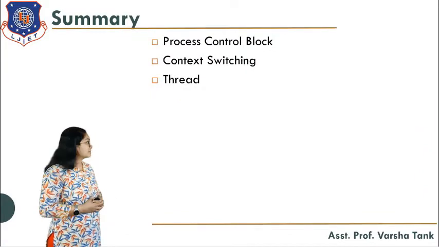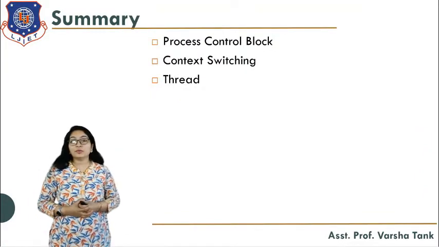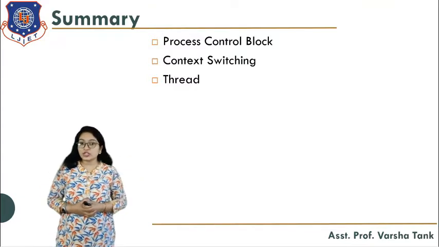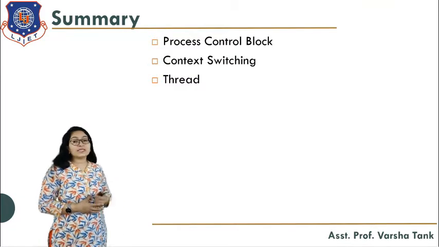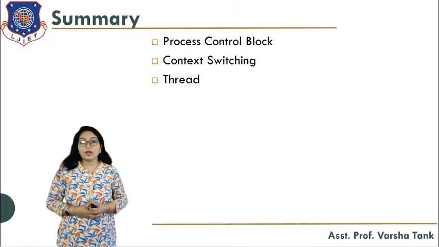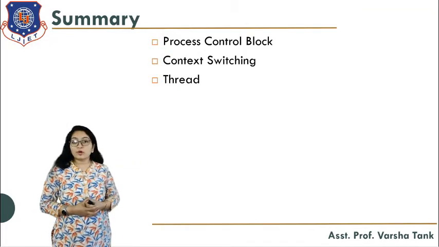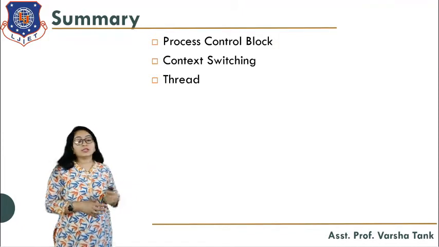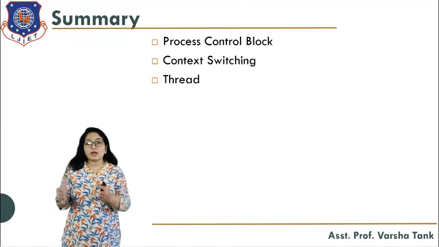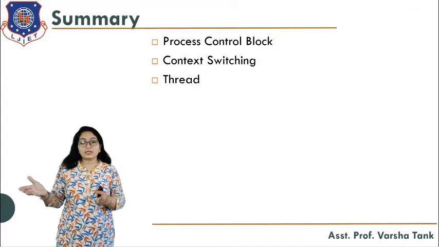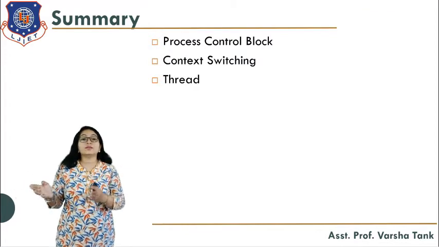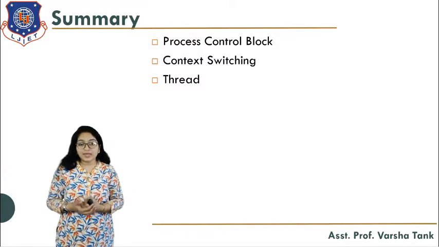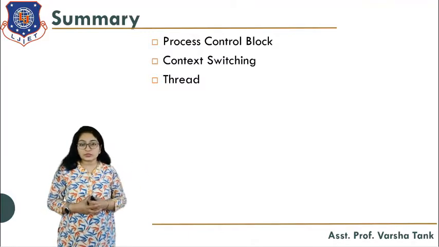So, summary of today's lecture: we have learned about the process control block, then we discussed context switching, and then we learned the basic idea about threads. The process control block keeps track of the entire process, and then we saw context switching: when process 1 moves to the blocked state, another process 2 comes for execution. So what will happen at that time?